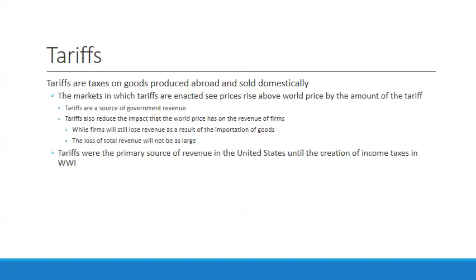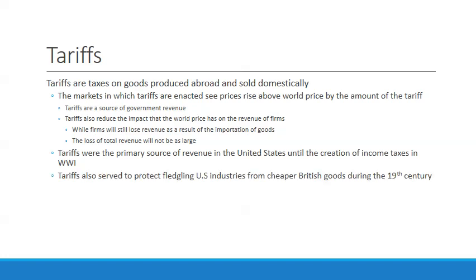So tariffs were the primary source of revenue in the United States until the creation of income taxes during World War I. That is how we made the majority of our tax dollars. The reason why we changed in World War I is because the United States had been quickly becoming less of an importing country and more of an exporting country. Therefore, we weren't making as much money on the tariffs and needed a new source of tax revenue for the federal government. Thus, you had income taxes.